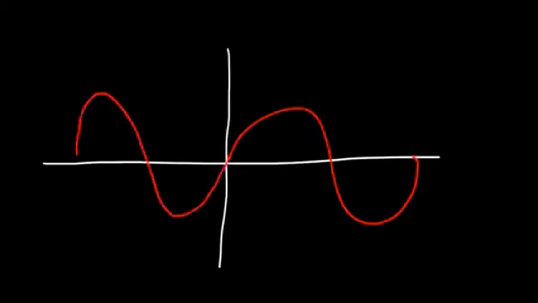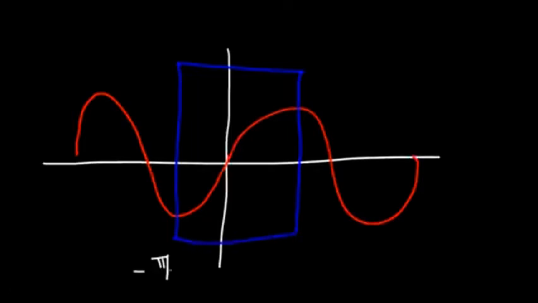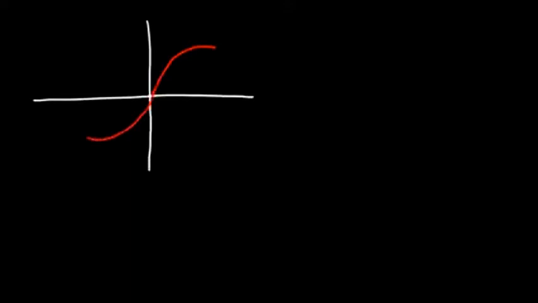Now what if we restricted the sine function? So for example, here's the original sine wave. But let's say we restricted it in this region, that is from negative pi over 2 to pi over 2, where the y value changes from negative 1 to 1. So let's redraw the restricted sine function. So this is the restricted sine function from negative pi over 2 to pi over 2.